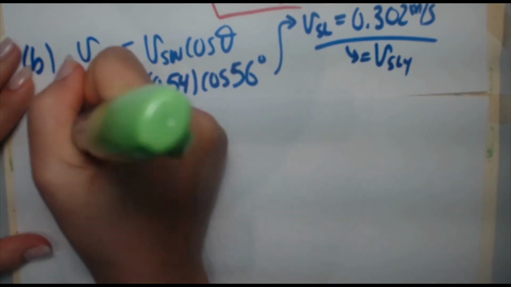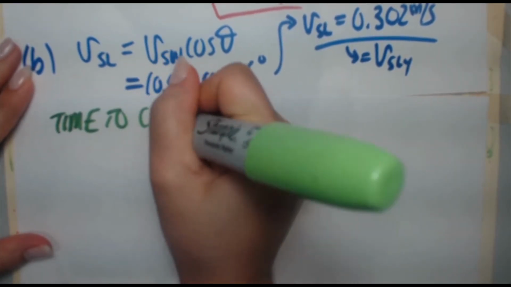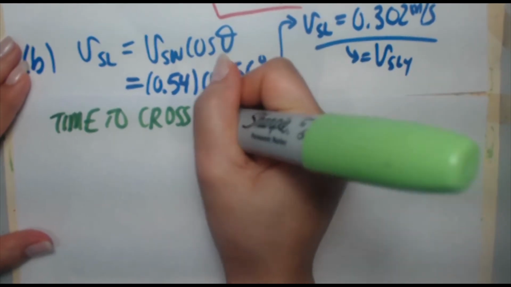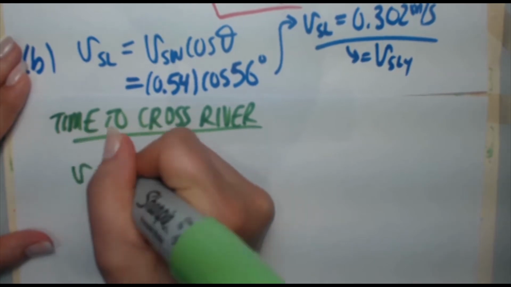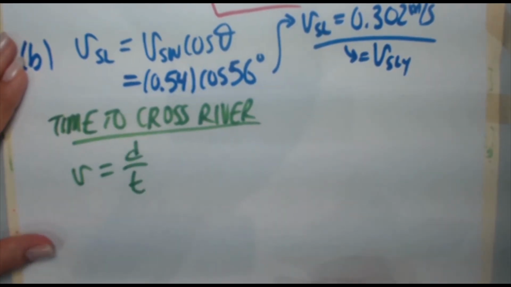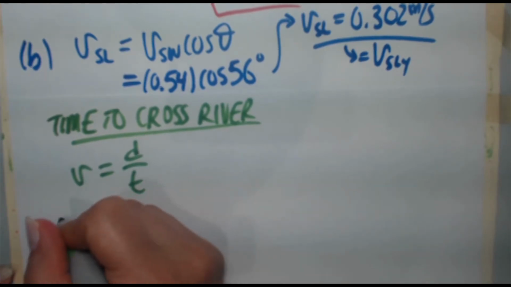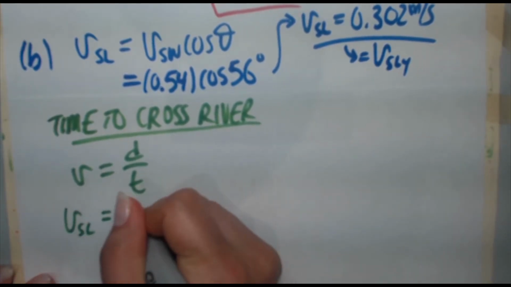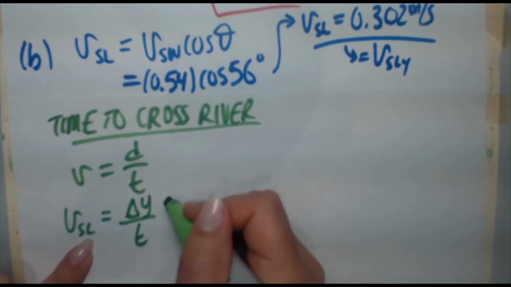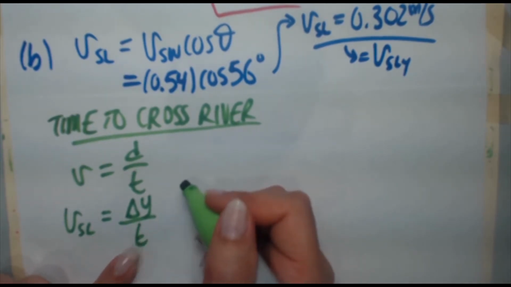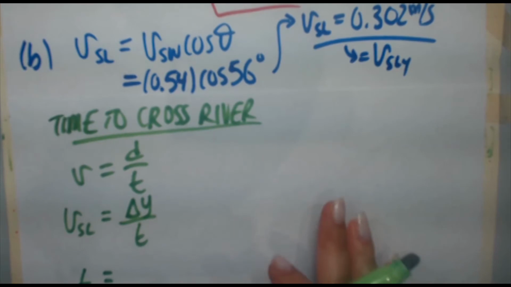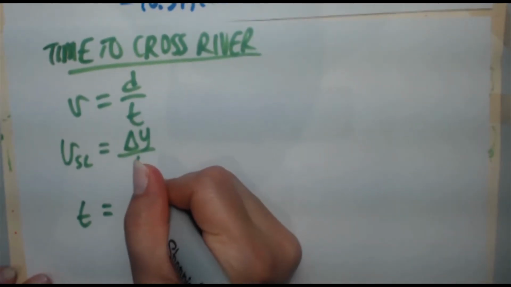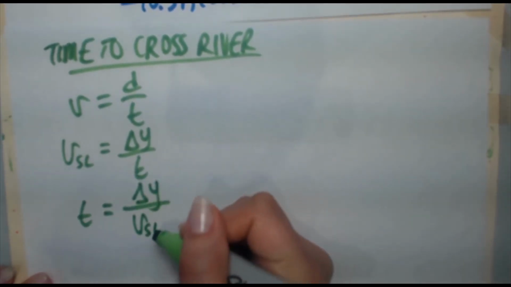In order to find the time to cross the river, we're going to use our general kinematics formula, and that is that speed is equal to distance over time. We're going to specialize that for our case, and that is that VSL is equal to delta y over t. Y direction component, t is componentless. We're now going to isolate this for time because we're trying to find how long it's going to take her. So time is equal to delta y over VSL.